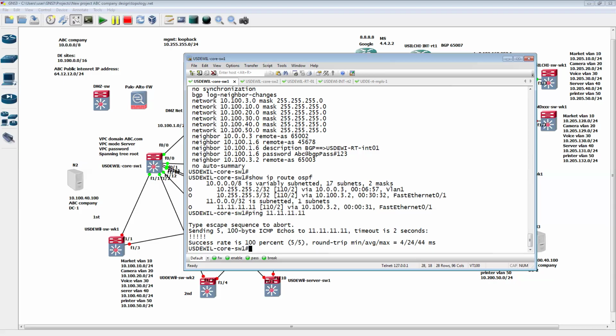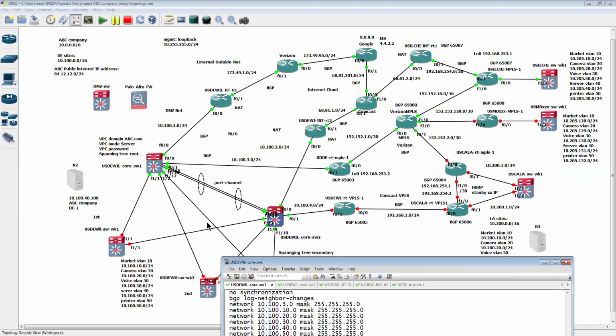So now, beautiful. We already did a basic demo of OSPF right now here, right?